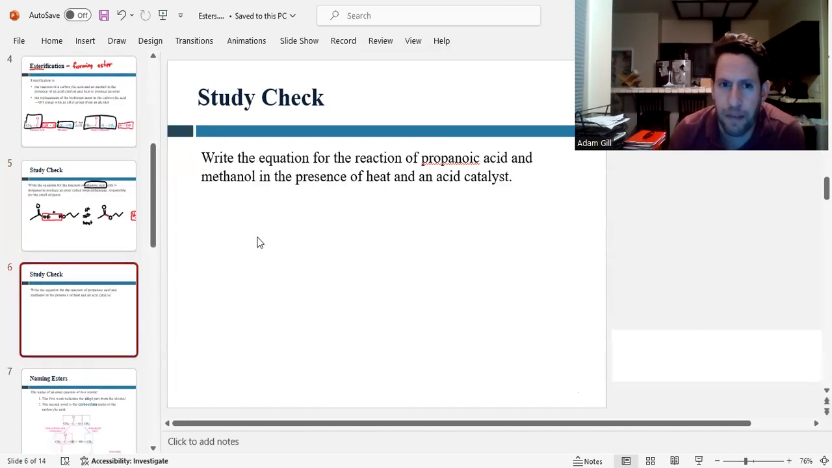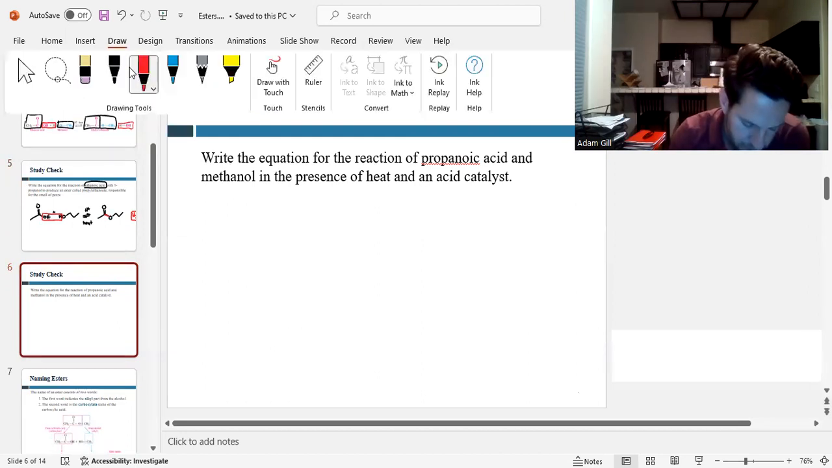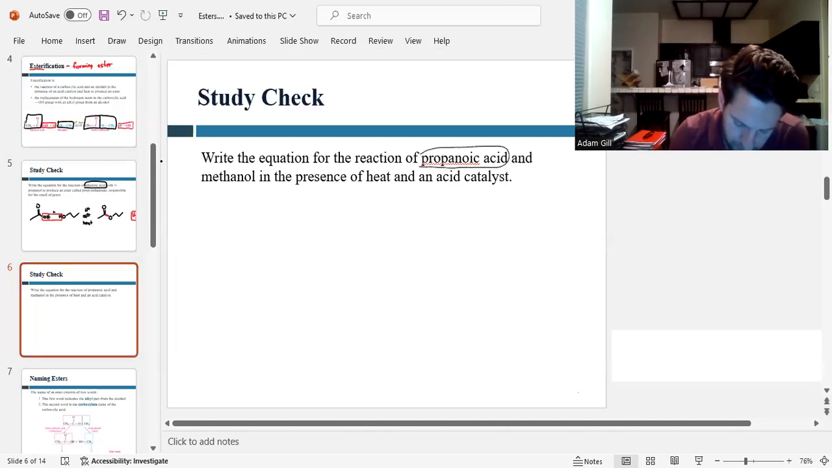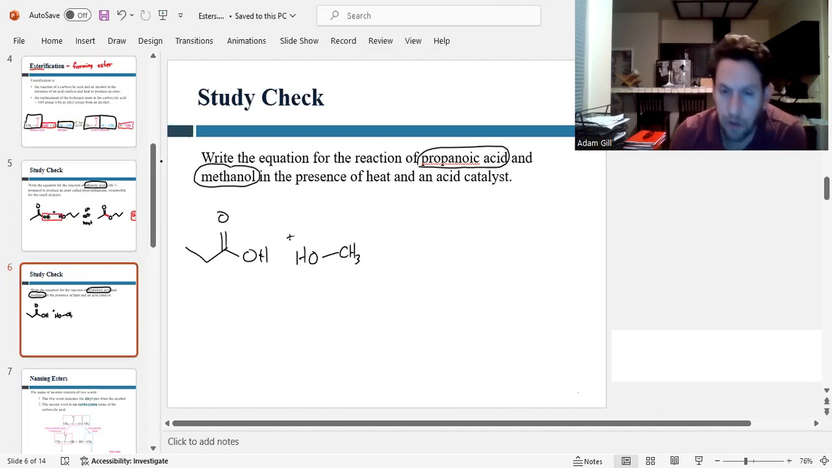Let's do another one. Write the equation for the reaction of propanoic acid and methanol in the presence of heat and an acid catalyst. So we have propanoic acid. Prop means 3. So 1, 2, 3. And that's an acid. I'm reacting it with methanol. So meth means 1 carbon. So alcohol with just a single carbon, like a CH3. And this is with an acid catalyst and heat.